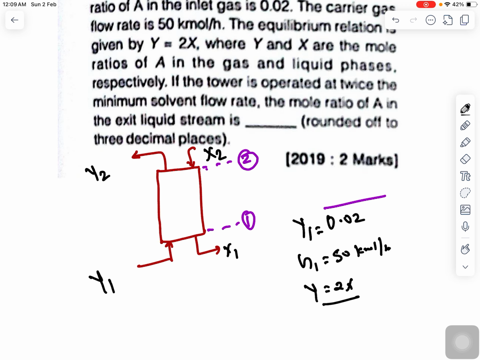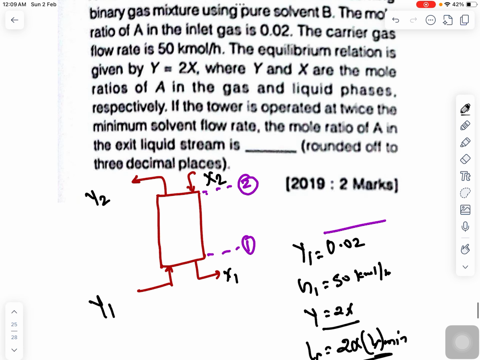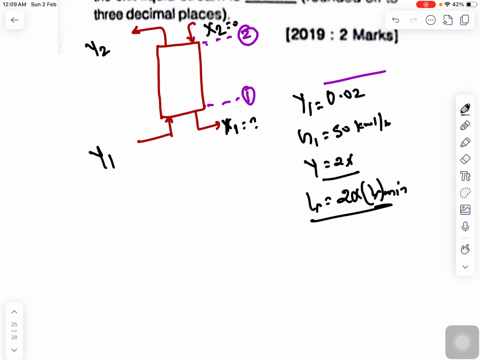So let's say Ls is equal to 2 multiplied by Ls minimum. The tower is operating in this way. So the mole ratio of A in the exit liquid stream: you are supposed to calculate x1 equals to what, and x2 will be equal to 0, right?